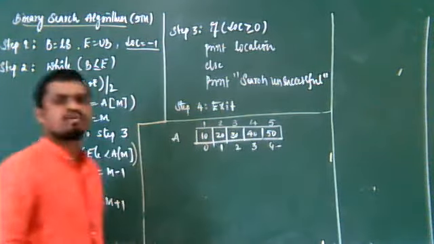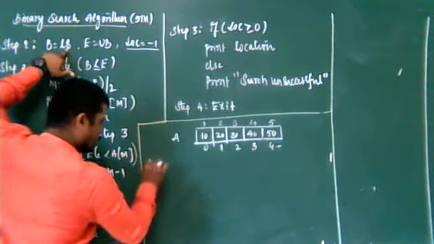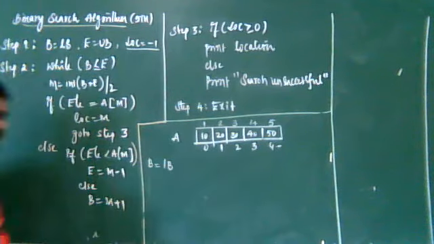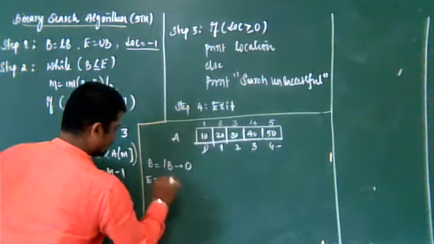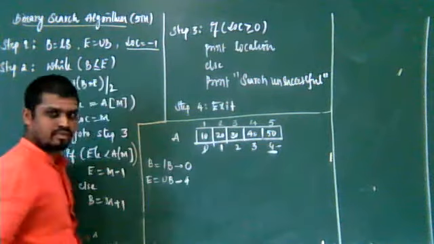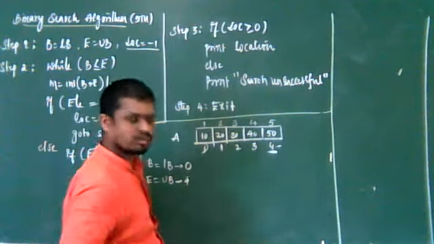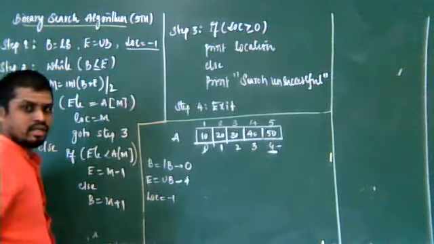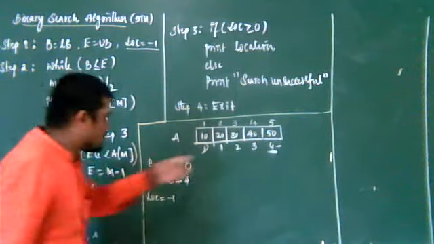These numbers indicate positions. Now, B equals LB. This lower value is 0. This is UB, the upper value, which is 4. The lower bound value is 0 and the upper value is 4. Then you have defined location equals -1. From where are you supposed to start? I have to start from here.